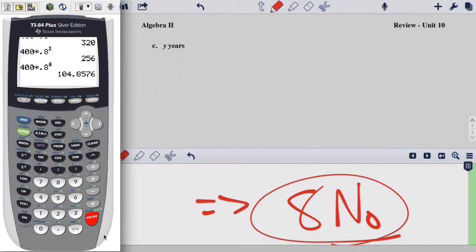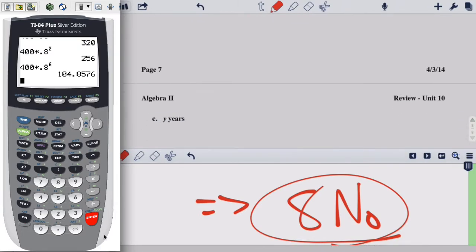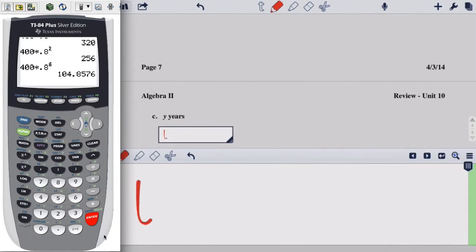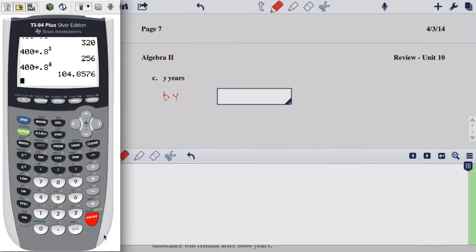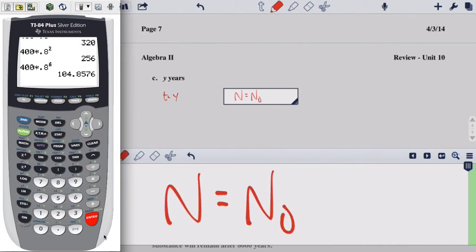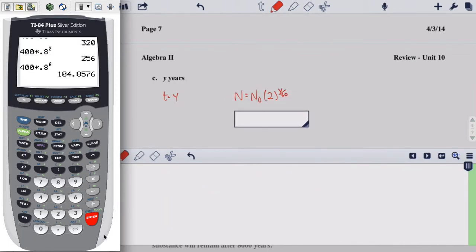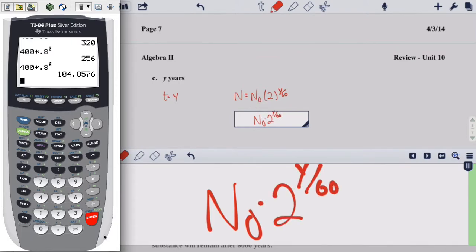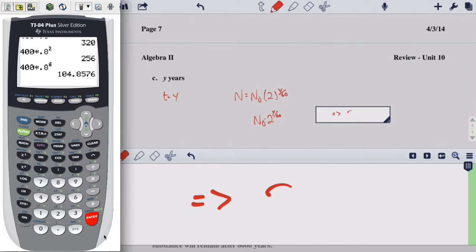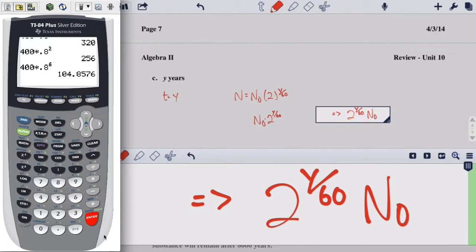Y years. Let's change it a little bit. All right, Y years, so t is equal to y. Again, I have N is equal to N naught times 2 raised to the y divided by 60. I'll clean that up a little bit and move the coefficient to the front: N naught times 2 raised to the y over 60. So we just divide however many years we have by 60 and we raise 2 to that power.